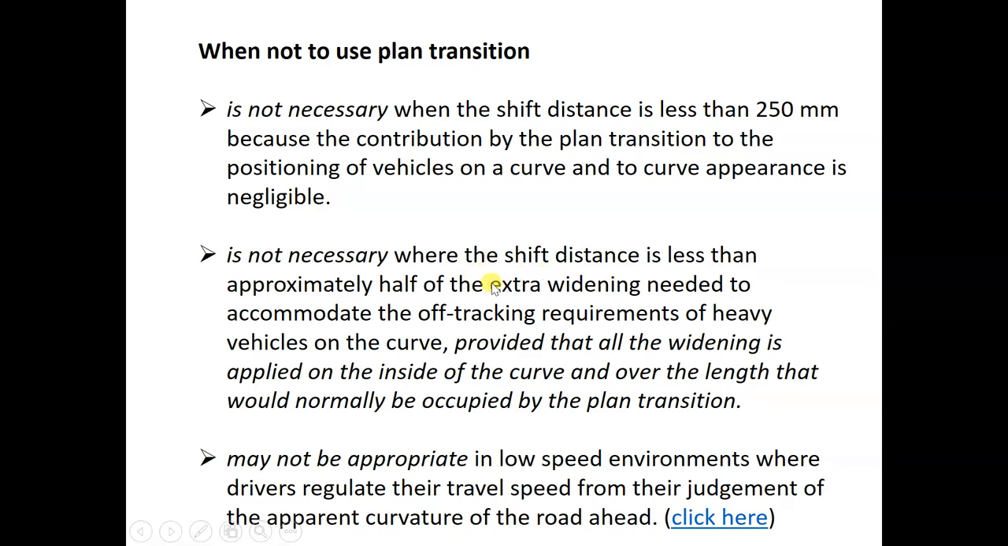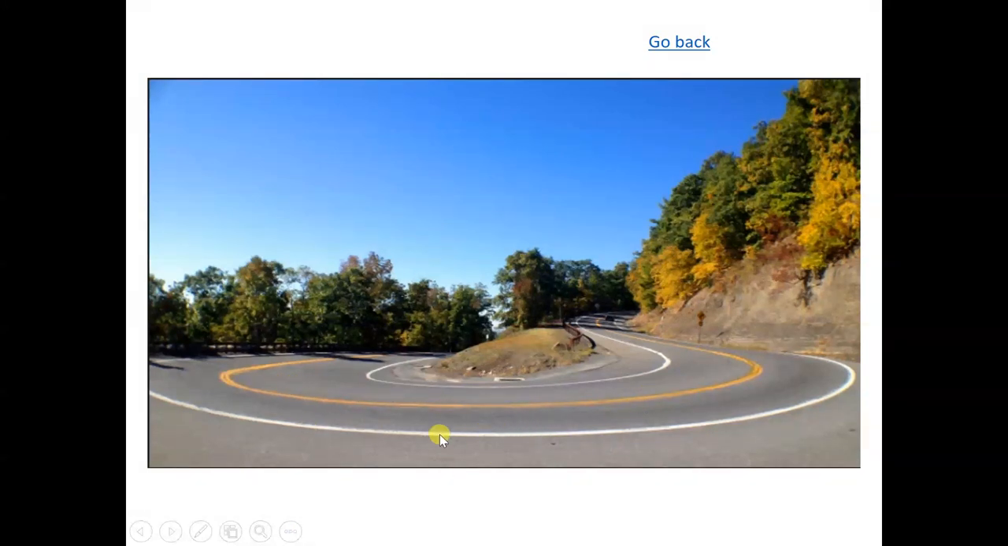So this one, if the widening is big enough, then you don't use the spiral. Thirdly, it may not be appropriate in a low speed environment where drivers regulate their speed through the adjustment of the apparent curvature of the road ahead. In this case, the width of the lane will be widened as well, so we don't need a spiral. It doesn't provide any meaning at all, because the driver will slow down, maybe to 25 km per hour. So the spiral will lose its meaning as well.